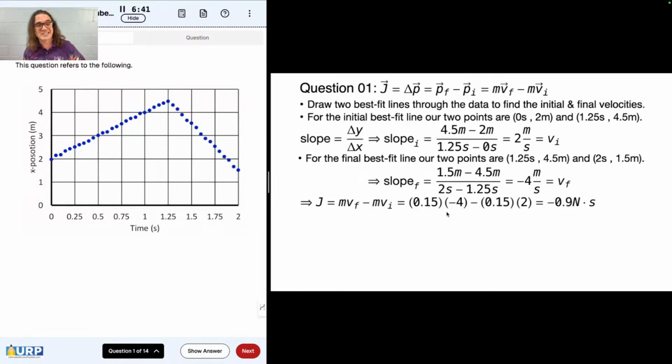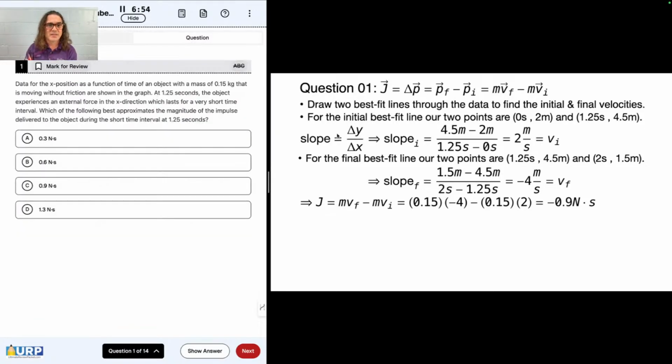So from there, you can see that the impulse, which is equal to the change in momentum, is equal to the mass times velocity final minus mass times velocity initial. You can plug in all the numbers. You get -0.9 Newton seconds. Now, realize that because the question asks for the magnitude, we can ignore that negative. So the correct answer is C.